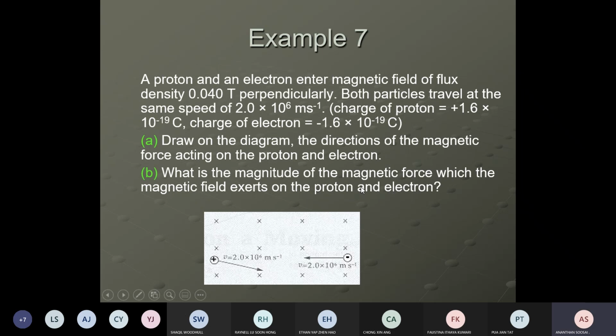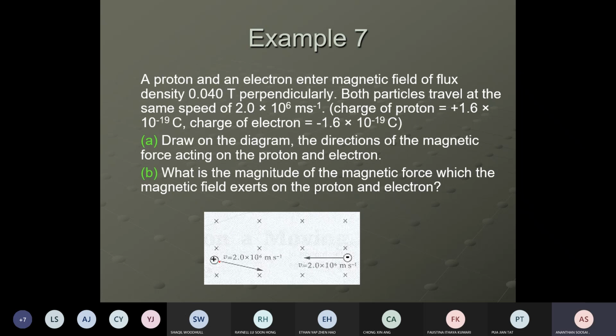Okay. This question is just drawing. So look at this example question. A proton and an electron enter a magnetic flux density of 0.04 Tesla perpendicularly. Both particles travel at the same speed. Draw on the diagram the directions of the magnetic force acting on the proton and electron.